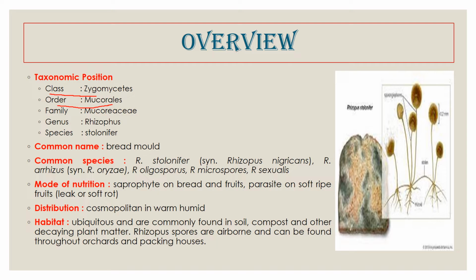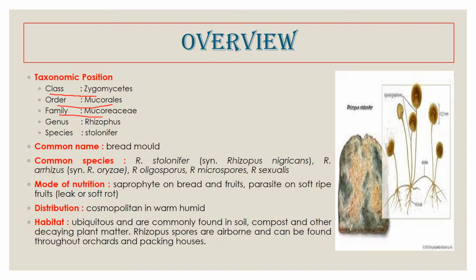Then we have family Mucoraceae. The majority of the family Mucoraceae are saprophytic, but under certain favorable conditions, weak parasitic relations can also be found, but generally the family Mucoraceae are saprophytic.